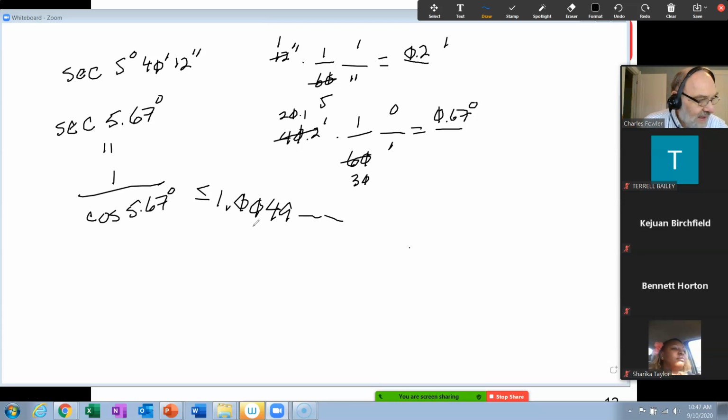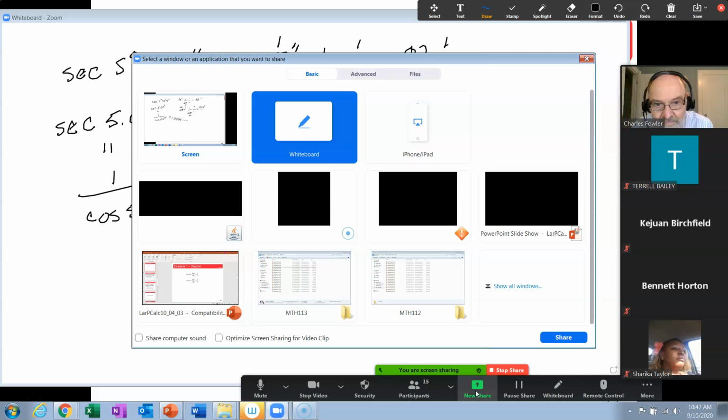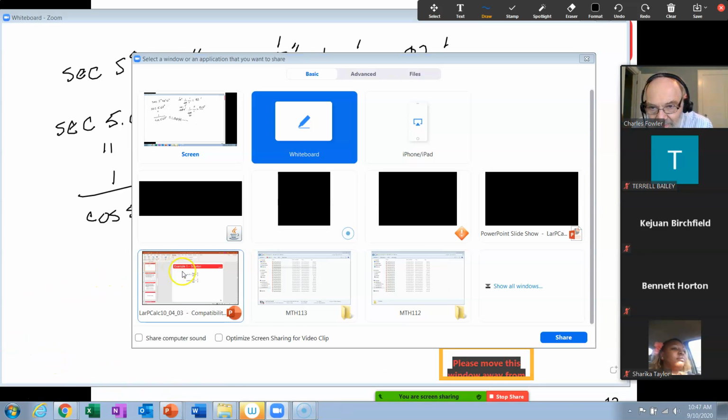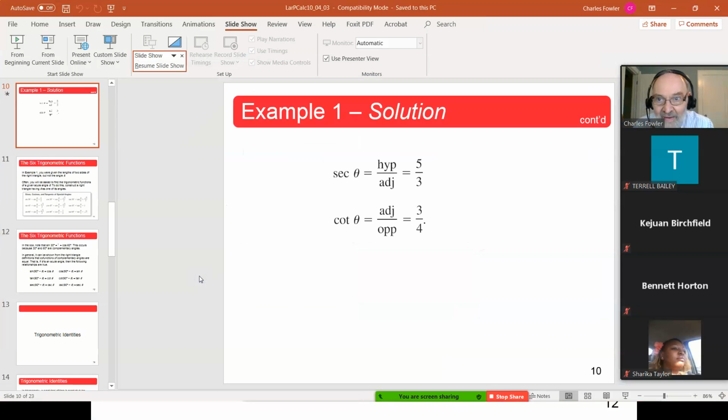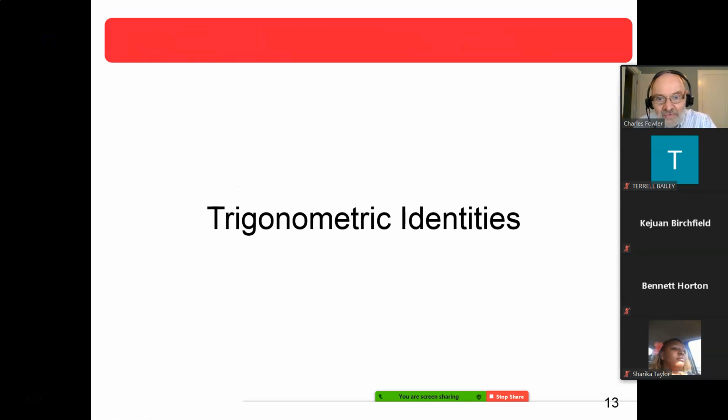All right. After example 4 we just did, there's also a checkpoint. Please do the checkpoint. All right. Let's go back to 4.3. Okay. And go back to current slide. And go to trigonometric identities.